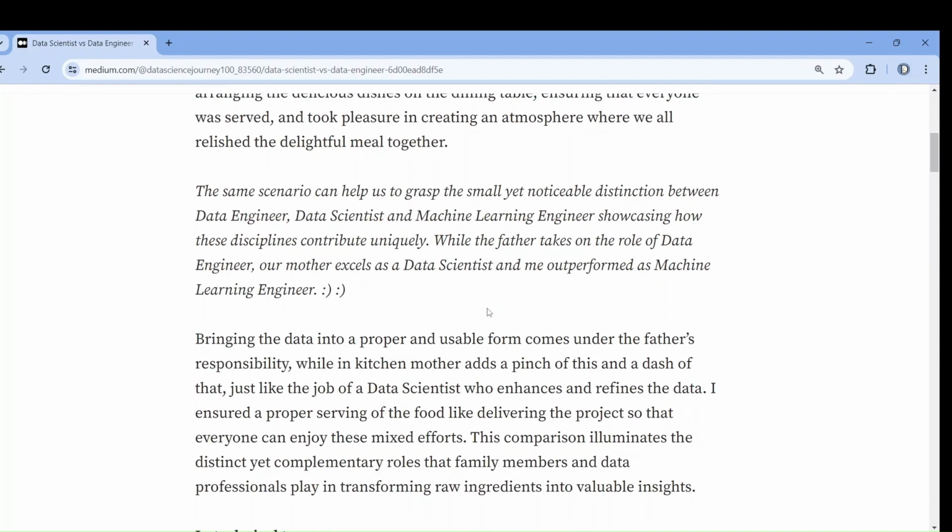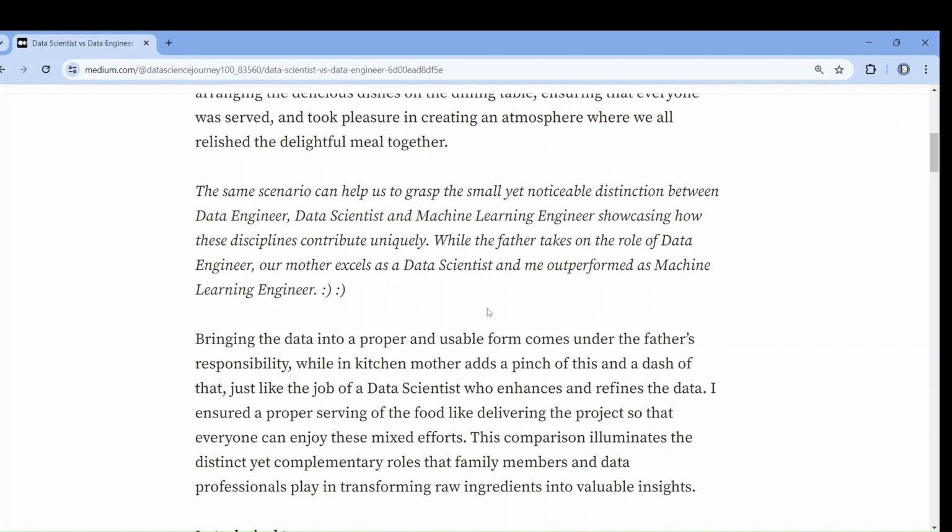Like your father brings the data, your father brings the groceries into your home. He ensures that the data flow stays continued. Okay, so he performs the role of data engineer. Now it is the job of your mother. Your mother now cooks the data, enhances the data, refines the data, performs algorithms on the data, derives values from the data. Okay. Now your job is to serve them on the table.